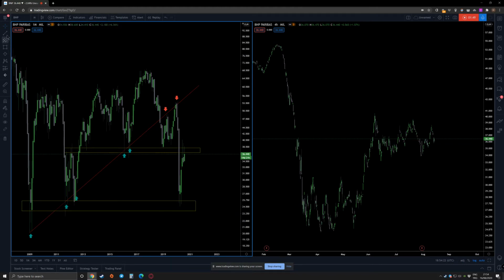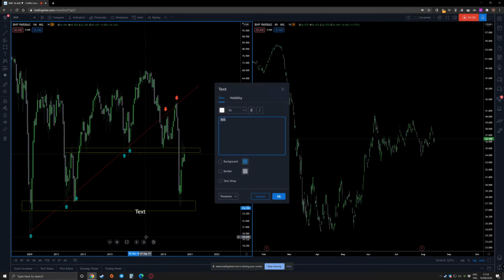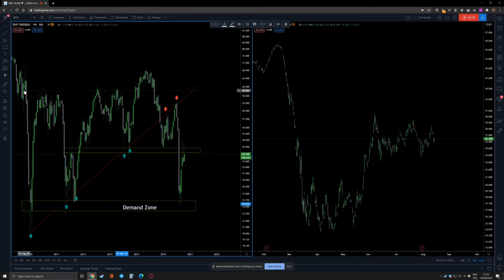For example, this was a clear demand zone, what I would like to call it. So, demand zone. In this zone, as you can see, the price came down in 2009. Yes, of course it can go down, but here the buyers started to step in. The market failed to close below this. Same here, price came here, the buyers stepped in again. Buyers this year stepped in again here.